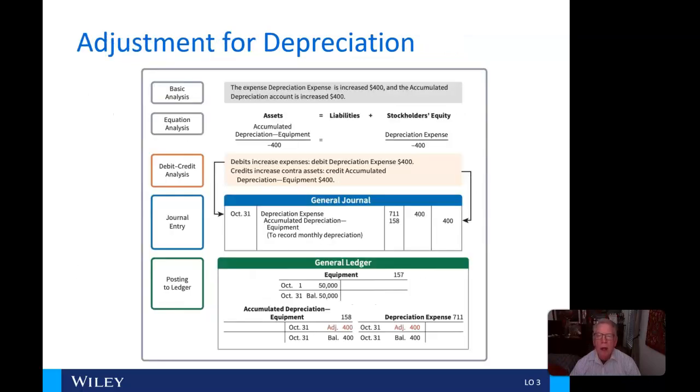So we're going to look like this. And at the end of the month, we're going to debit depreciation expense on the income statement and credit, you'll remember, accumulated depreciation on the balance sheet, a contra asset. Okay, and there's the effect on the general ledger.